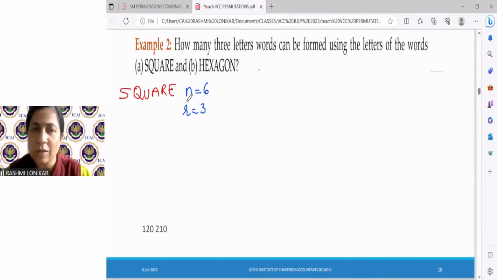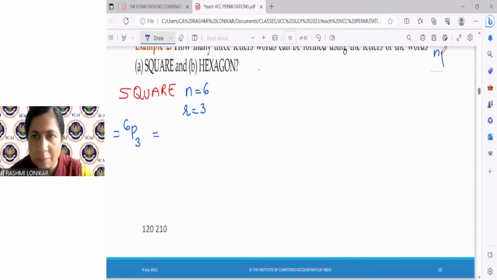So what do we have? We want 3-lettered words. So my R is 3, and how many letters do I have? That is 6 letters, because I'm considering only the word square. So how many will be equal to 6p3. So what is the formula? NPR is equal to n factorial upon n minus r factorial.